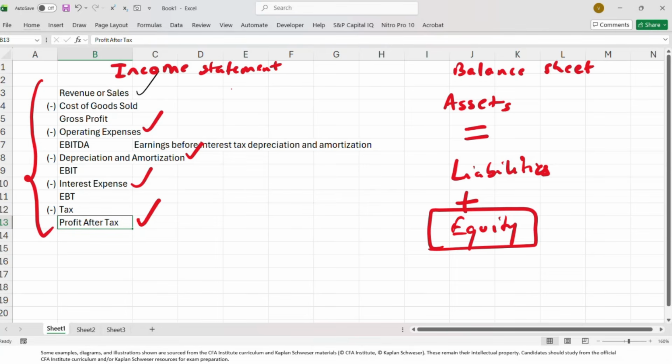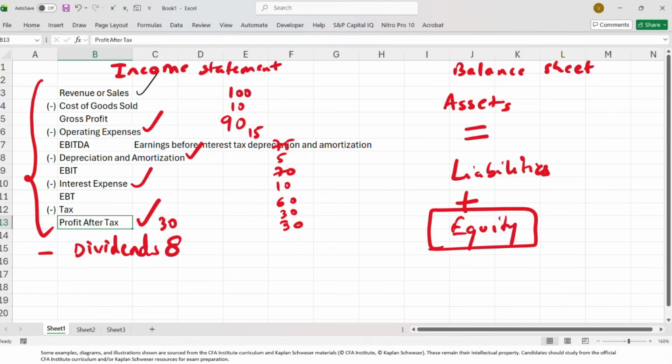So you can tell that, okay, I have 100 rupees of sales, 10 rupees of cost of goods sold, 90 rupees of gross profit. Then I have another 15 rupees of operating expense, which means 75 rupees of EBITDA, 5 rupees of depreciation, 70 rupees of EBIT, 10 rupees of interest, 60, 30 rupees of tax, 30. So my profit after tax is 30. Now from this 30, you pay dividends. Let's say you have paid your shareholder 8 rupees of dividend. What is left is 24.